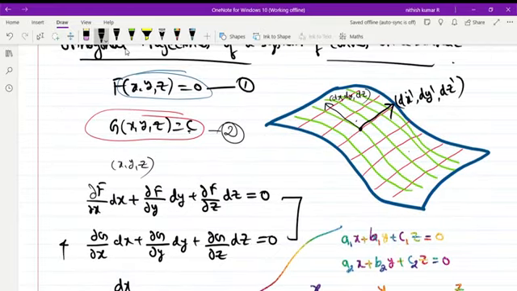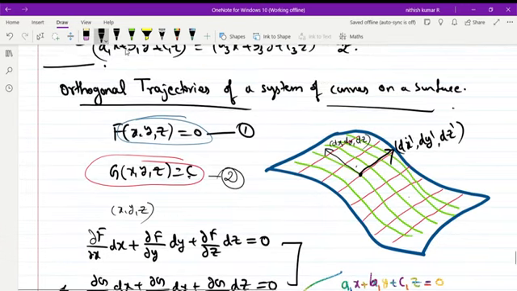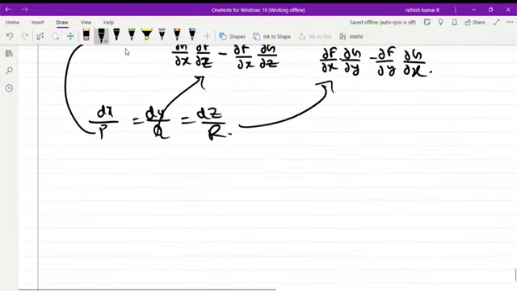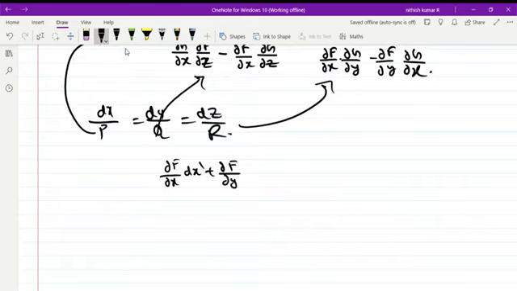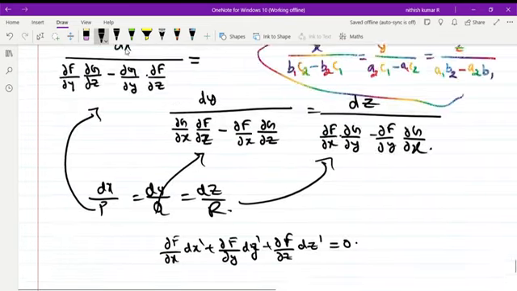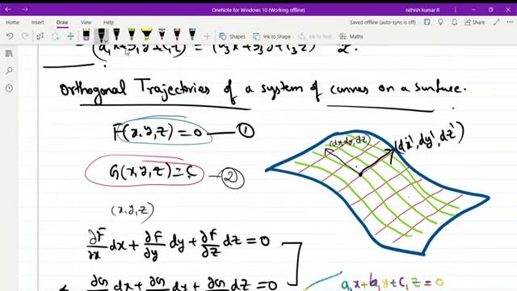Hence it lies on a surface that satisfies the first equation, f of x y z equal to 0. Therefore I have dou f by dou x into dx dash plus dou f by dou y into dy dash plus dou f by dou z into dz dash equal to 0. Now also you observe that these two tangents are orthogonal. That means these two vectors are orthogonal.